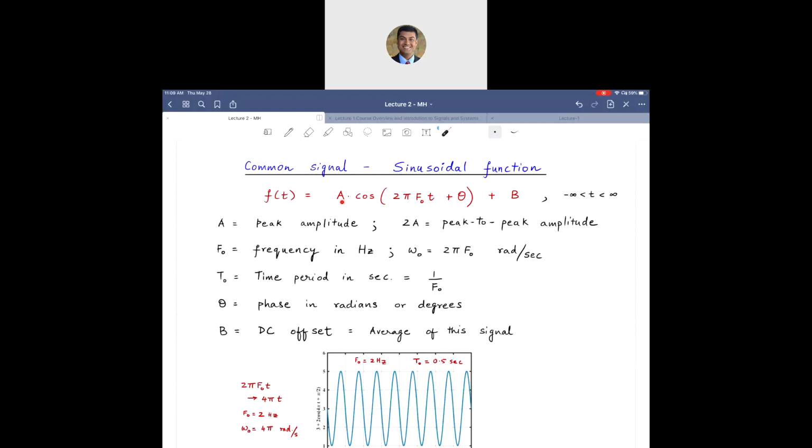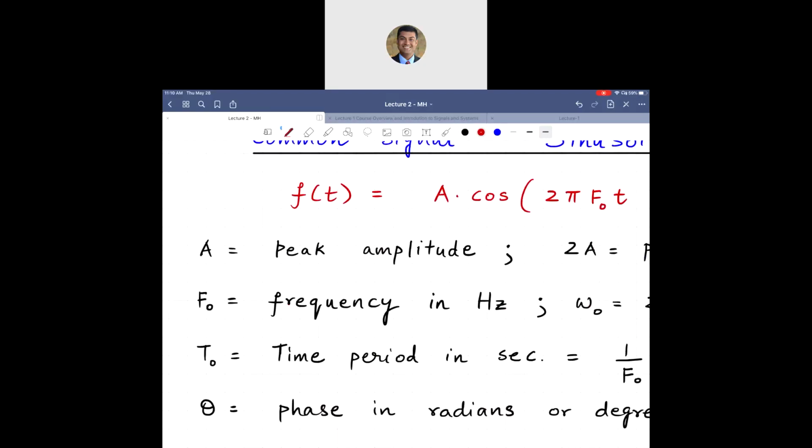Now, just to describe what A and f0 and theta and B are, let's describe them over here. A is the peak amplitude. Well, I should also point out that I'm sort of ignoring the offset over here when I say that.